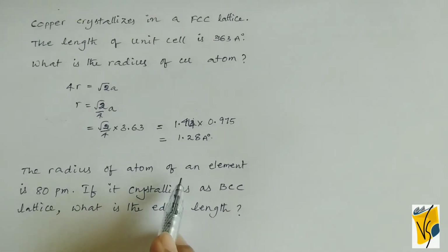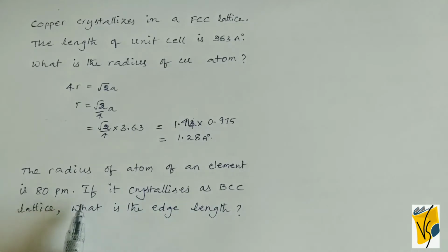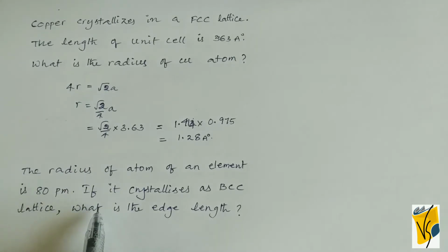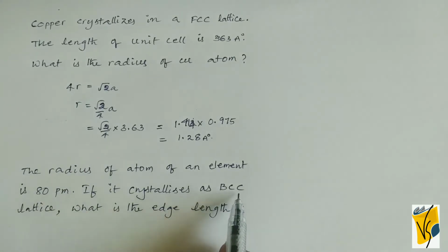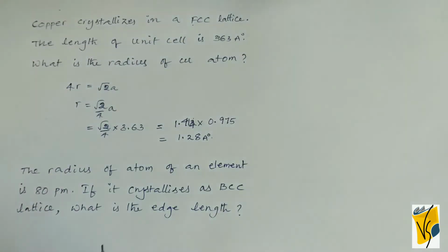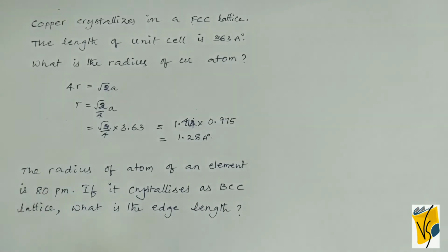The radius of an atom of an element is 80 picometers. If it crystallizes as a BCC lattice, what is the edge length? Here the problem is similar to the previous one, but here it is crystallizing in BCC. In the earlier problem it is in FCC, right? Again the relationship between radius and edge length. So radius is given, we have to find out edge length.